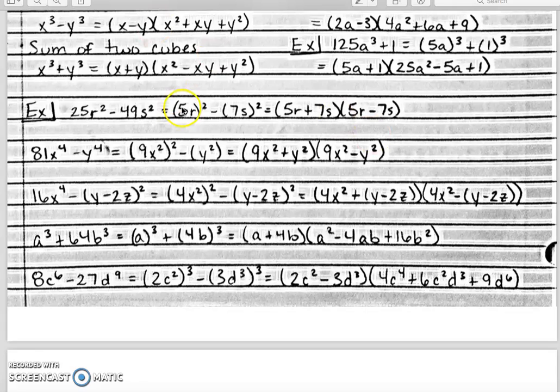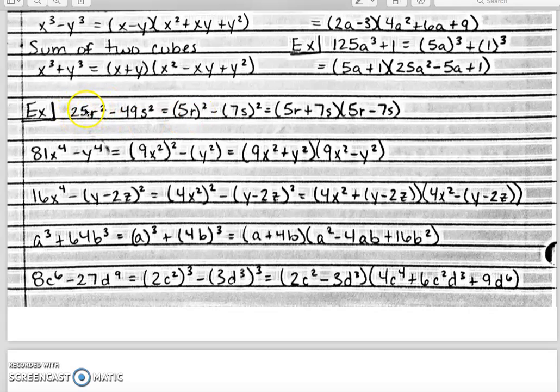Okay? So here's an example. If I have 25r squared minus 49s squared, I notice automatically that this is probably going to be a difference of squares because r squared and s squared are clearly squares. And 25 has a nice pretty square root, and 49 also has a nice square root. So I went ahead and rewrote these terms with an exponent of 2 on the outside, so it makes it a little more obvious.